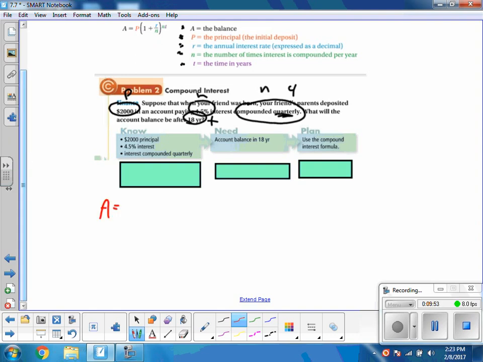Okay, so the amount that we're talking about is going to be the principal, which is $2,000, times 1 plus the rate, which I covered up here with a bunch of circles. Okay, 4.5%, but I have to turn it into a decimal, so 0.045 over n, which is representing the number of times, so it's going to happen 4 times, close parenthesis, and remember my exponent's going to be n times t, so n is represented by the 4 times t, which is 18.